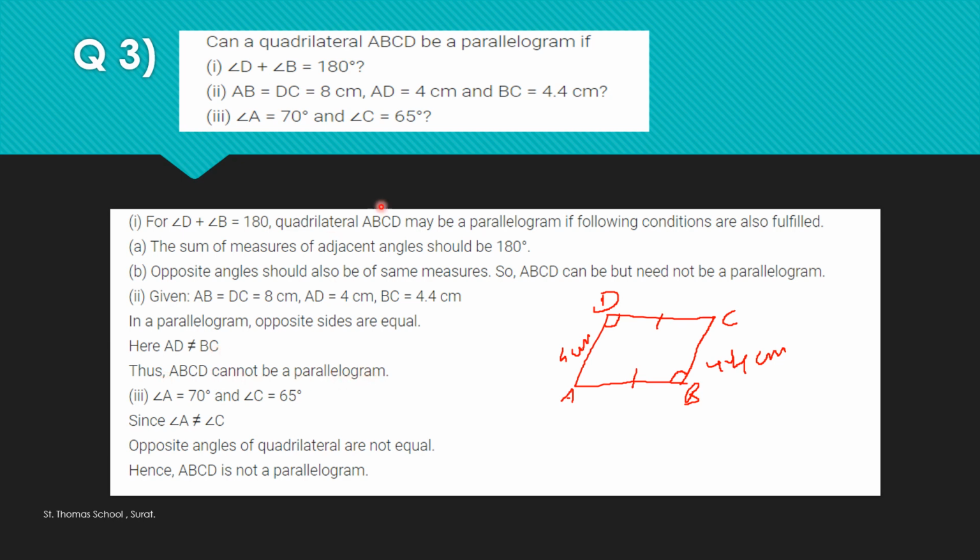It's clear? The next one: angle A is 70 degree, angle C is 65 degree. So one angle is 70 degree and this angle is 65. But we have studied the property that in a parallelogram, opposite angles are equal. Here angle A and angle C are opposite angles, but they are not equal. So ABCD is not a parallelogram. It's clear?